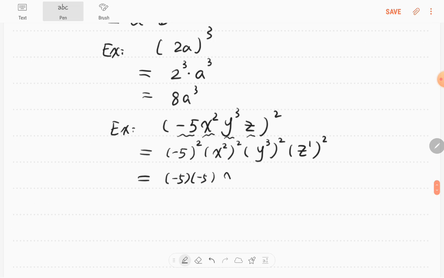So for this one, because inside we have an exponent, outside we have another, we only need to find the product, 2 times 2. The same term for the y. Inside we have 3, outside we have 2. We need to find the product. The last one, inside we have 1, outside we have 2, so we have 2. After that, rewrite your answer into this form.